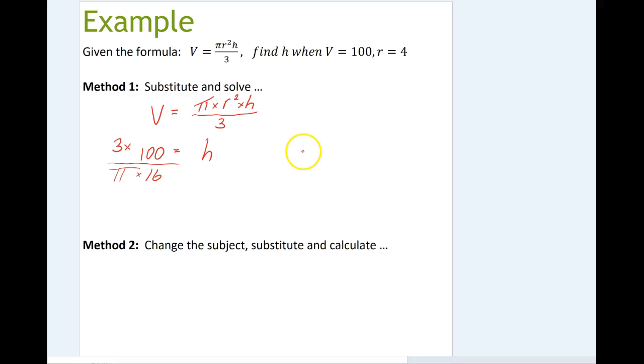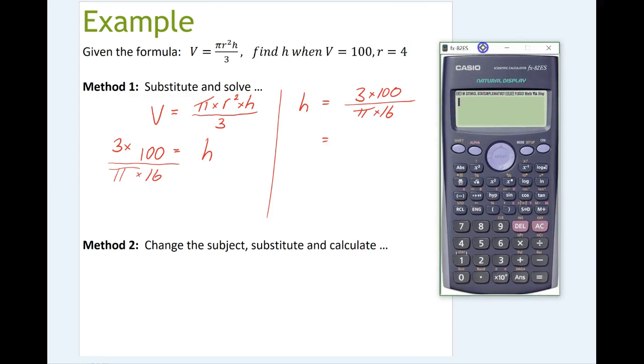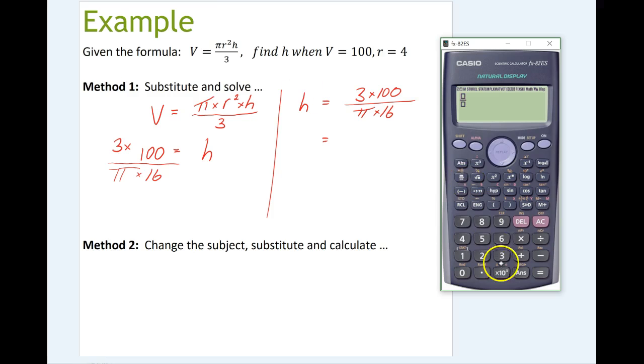Some people prefer to swap it around, and I might do that here. So put the h first. So we got 3 times 100 over pi times 16. That's what we've got to calculate to work out what h is. So I'll grab a calculator now, and we'll key that one in. So we've got 3 times 100, well, let's get the fraction key going, 3 times 100 on the top, and on the bottom is pi times 16.